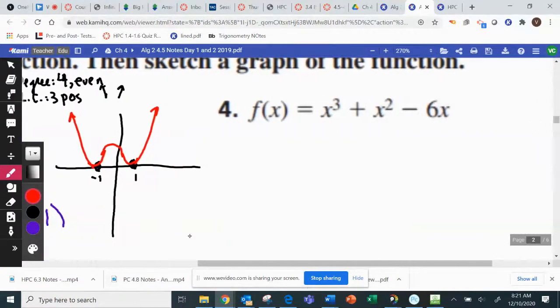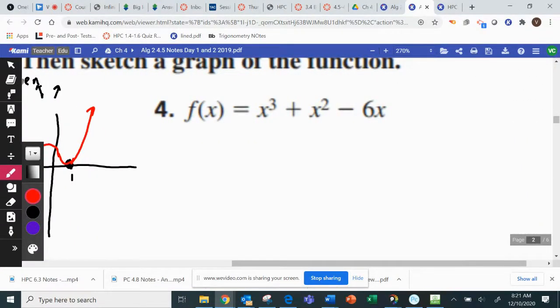Okay, one more of these examples. We've got x cubed plus x squared minus 6. So we're going to find the zeros. That means we're going to make this side equal to 0. We are doing it by factoring. Is there a greatest common factor? Yes. X times x squared plus x minus 6.